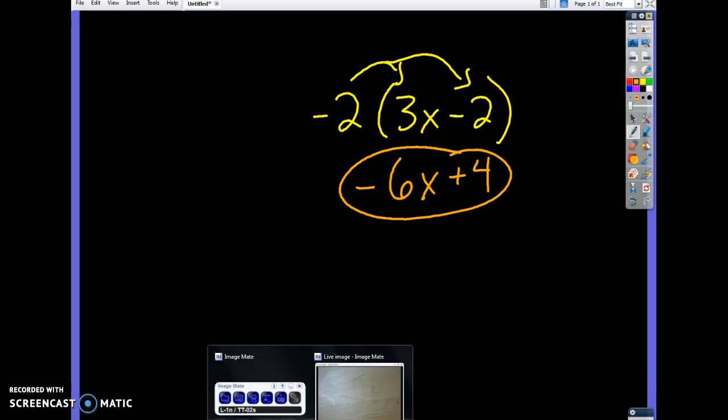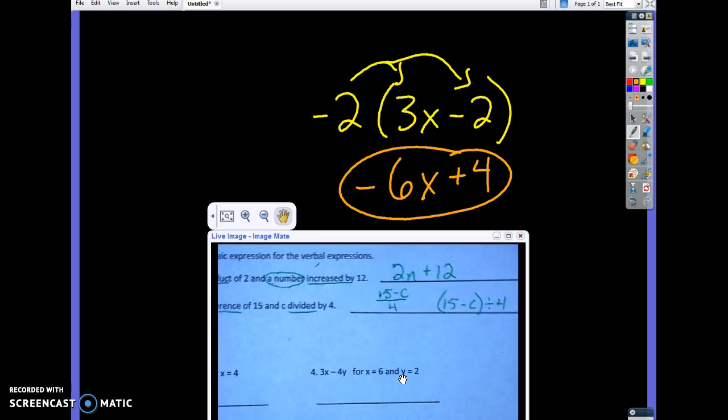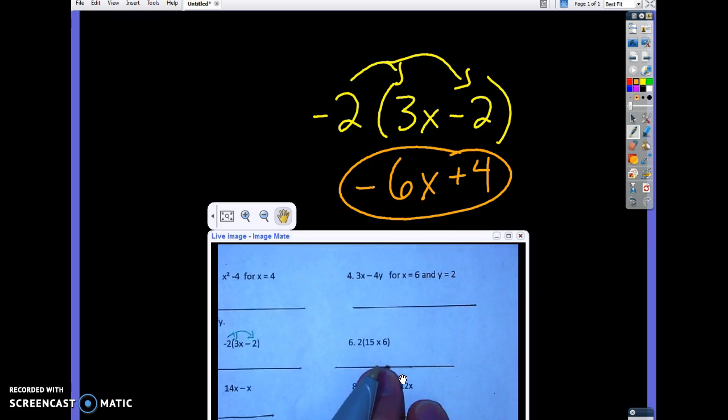Let's look at number 6. Number 6 is very similar, except I'm multiplying on the inside and multiplying on the outside. I can do this multiplication in any order that I choose. So the first thing I'm going to do is multiply 2 times 15.